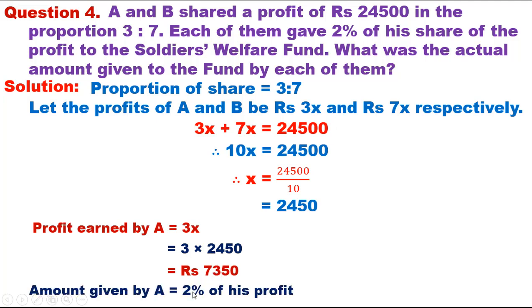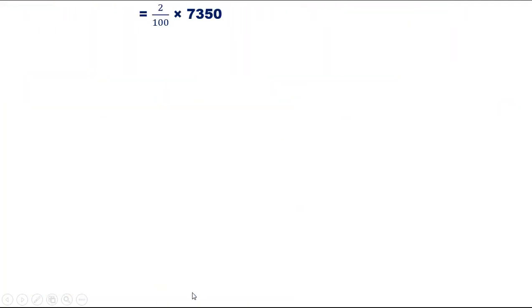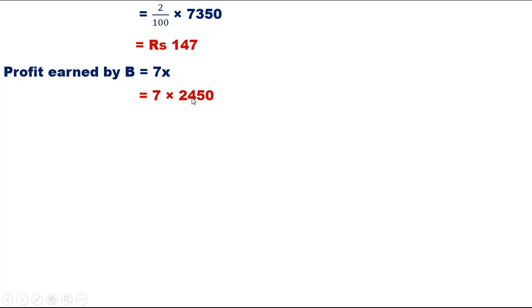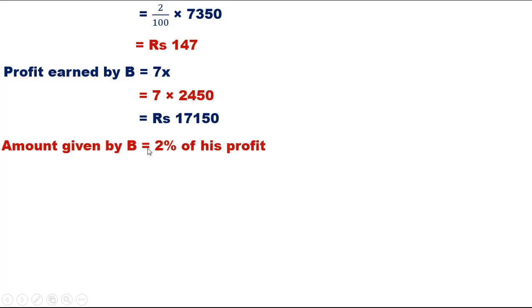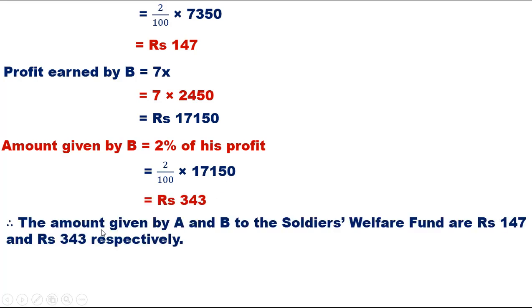Amount given by A is equal to 2% of his profit. Therefore 2 upon 100 into 7,350 is equal to rupees 147. Profit earned by B is equal to 7x, 7 into 2,450 is equal to 17,150. Amount given by B is equal to 2% of his profit is equal to 2 upon 100 into 17,150 is equal to 343. The amounts given by A and B to the Soldiers Welfare Fund are rupees 147 and rupees 343 respectively.